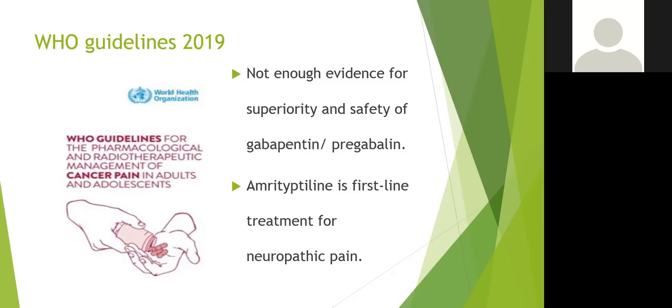What they've said is there's not enough evidence for superiority and safety of gabapentin or pregabalin over amitriptyline. So it doesn't mean that you can't use gabapentin or pregabalin. It just means that amitriptyline is the first line treatment for neuropathic pain. The other one is not superior to amitriptyline. Similarly, when we read further on the guidelines, they have mentioned what evidence they have got for bisphosphonates and radioisotopes and all those for bone pain. Everything they've divided into evidence base and given suggestions to use and not use. So WHO guidelines also go in favor of amitriptyline as a first-line treatment for neuropathic pain.